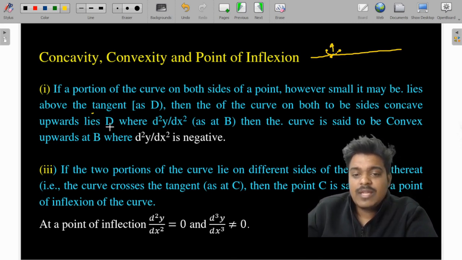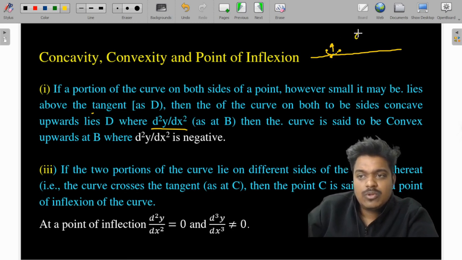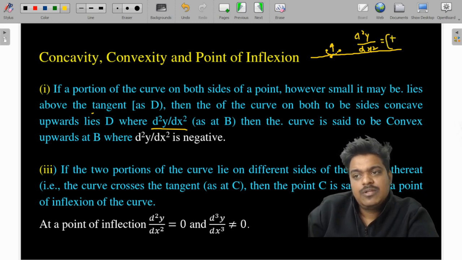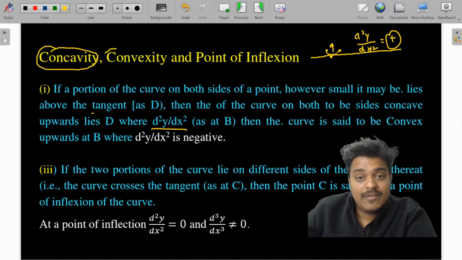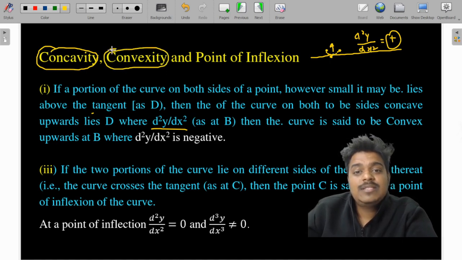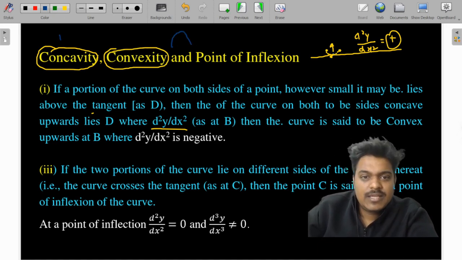Concave upwards is where d2y by dx square is positive. Whenever it is concave upwards, your d2y by dx square will be positive. So if your d2y by dx square is coming out to be positive, it means there is a concavity upwards. If it is coming out to be negative, what does that mean? It is convexivity upwards, that is, the function is going like this.